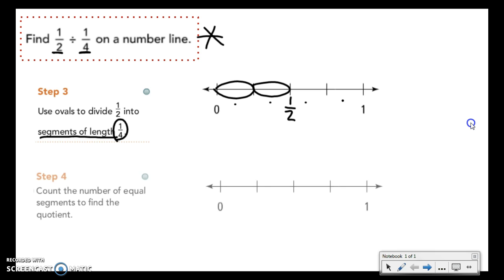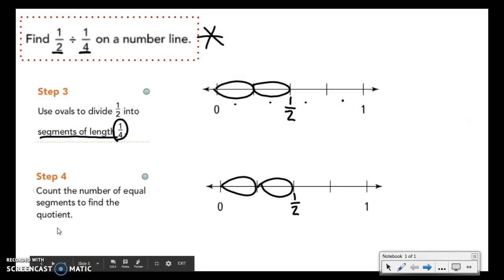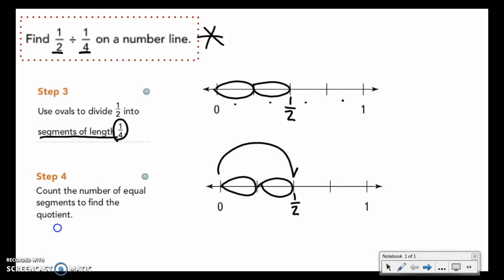Step 4. Count the number of equal segments to find the quotient. Again, we have 1/2. We have 2 4ths. So count the number of equal segments to find the quotient. Well, we have 2 equal parts that go up to 1/2. So because we have 2 equal parts, our answer is going to be 2.